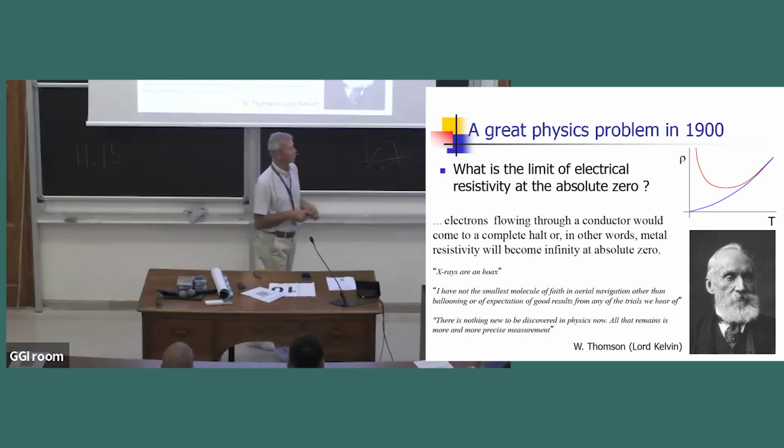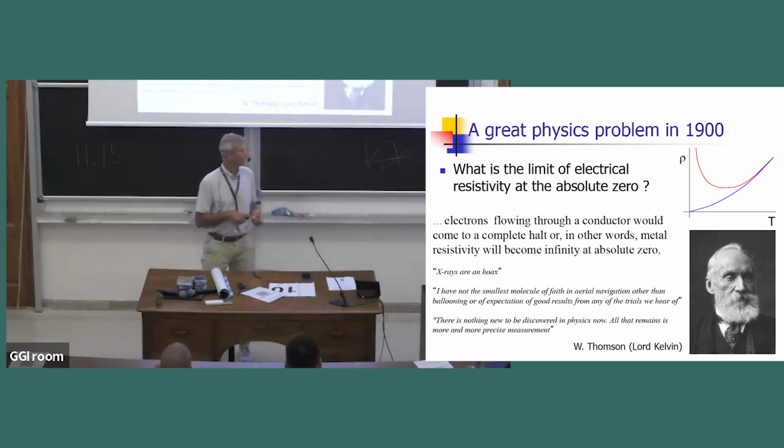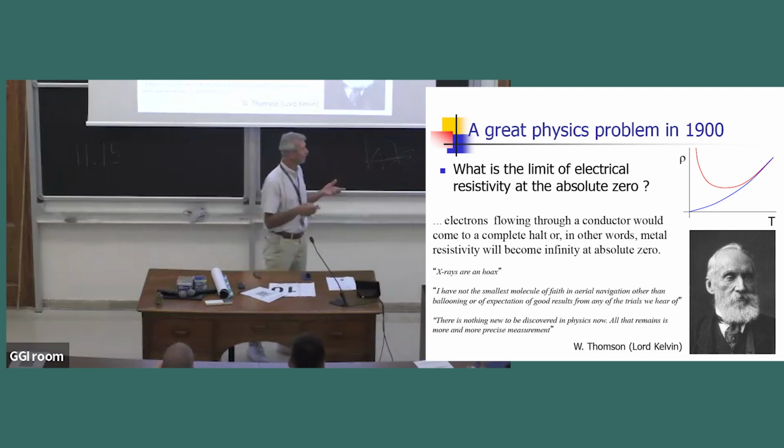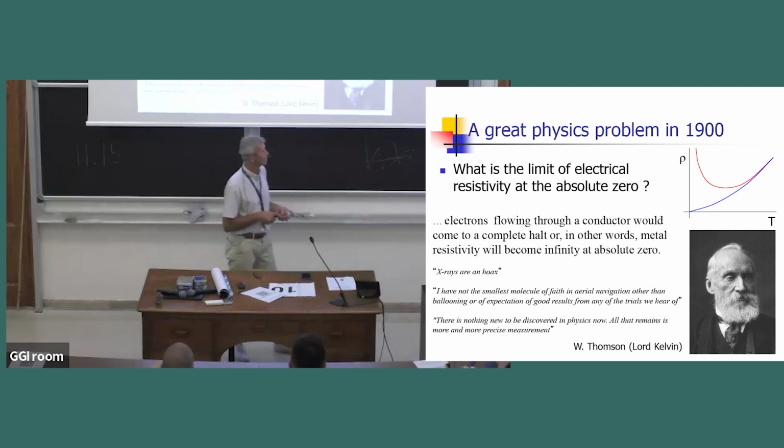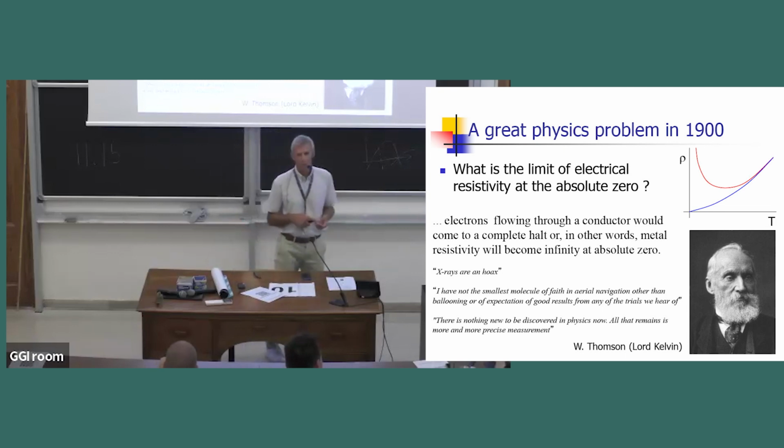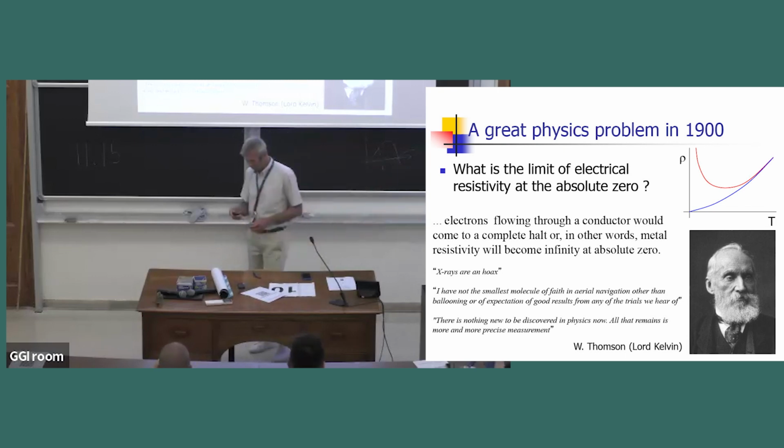Now beware that one of the proponents of this red curve was actually also Lord Kelvin, okay, Professor Thomson. And so even excellent physicists, as you know by now, can go wrong, okay? Among others, Lord Kelvin said X-rays are a hoax, that he had not the smallest molecule of faith in aerial navigation other than ballooning, and the famous quote, there is nothing to be discovered, everything needs to be measured better, right? Okay, it was at the verge of quantum physics.